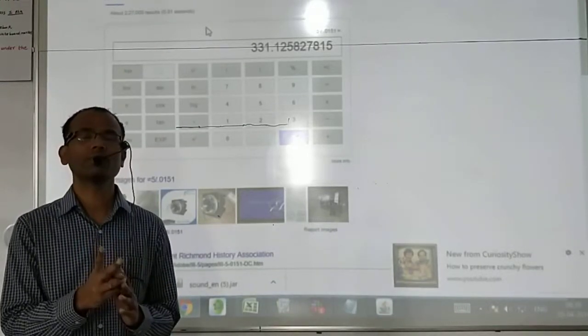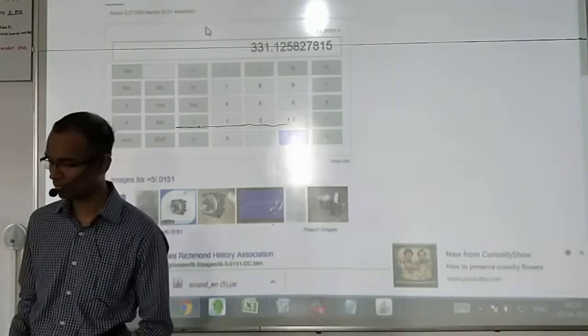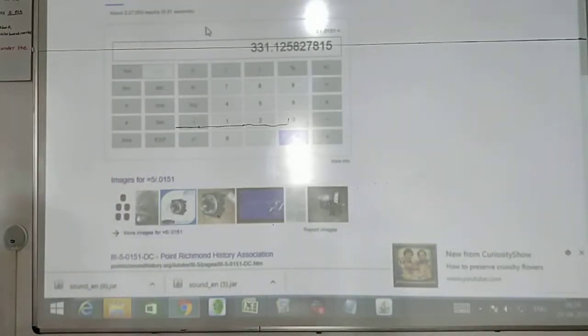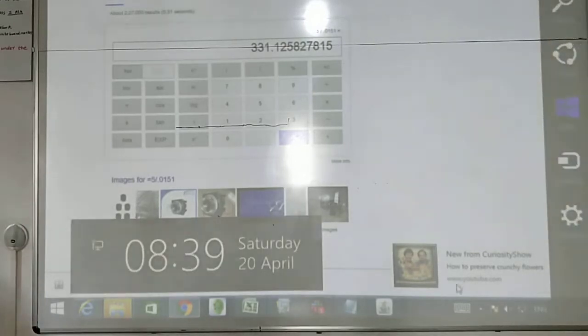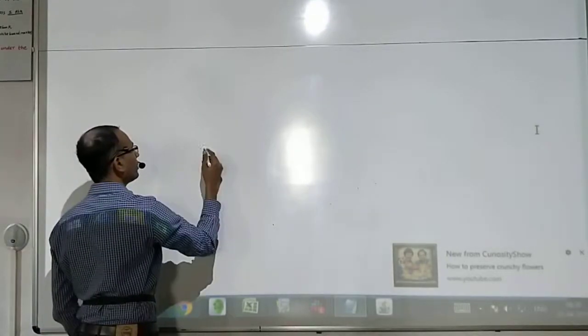The two properties which determine the speed of a wave are elasticity and inertia. Note down. Elasticity and inertia. So, wave speed.